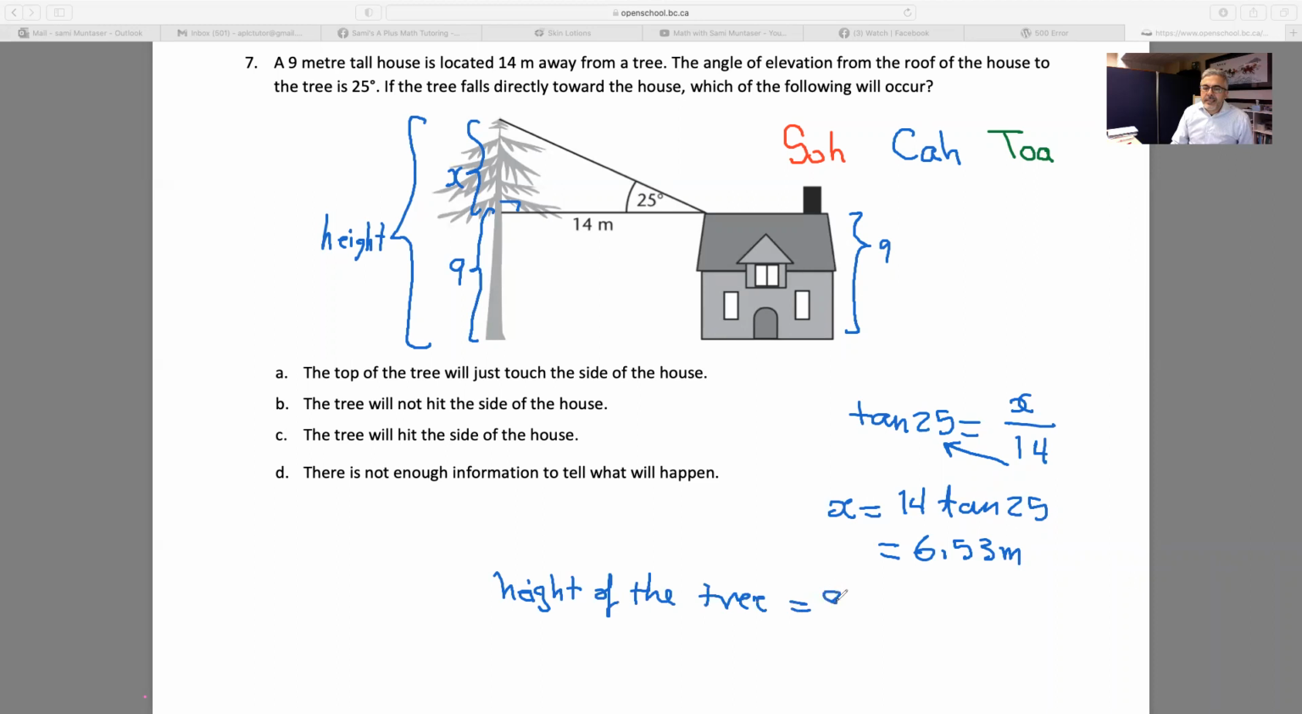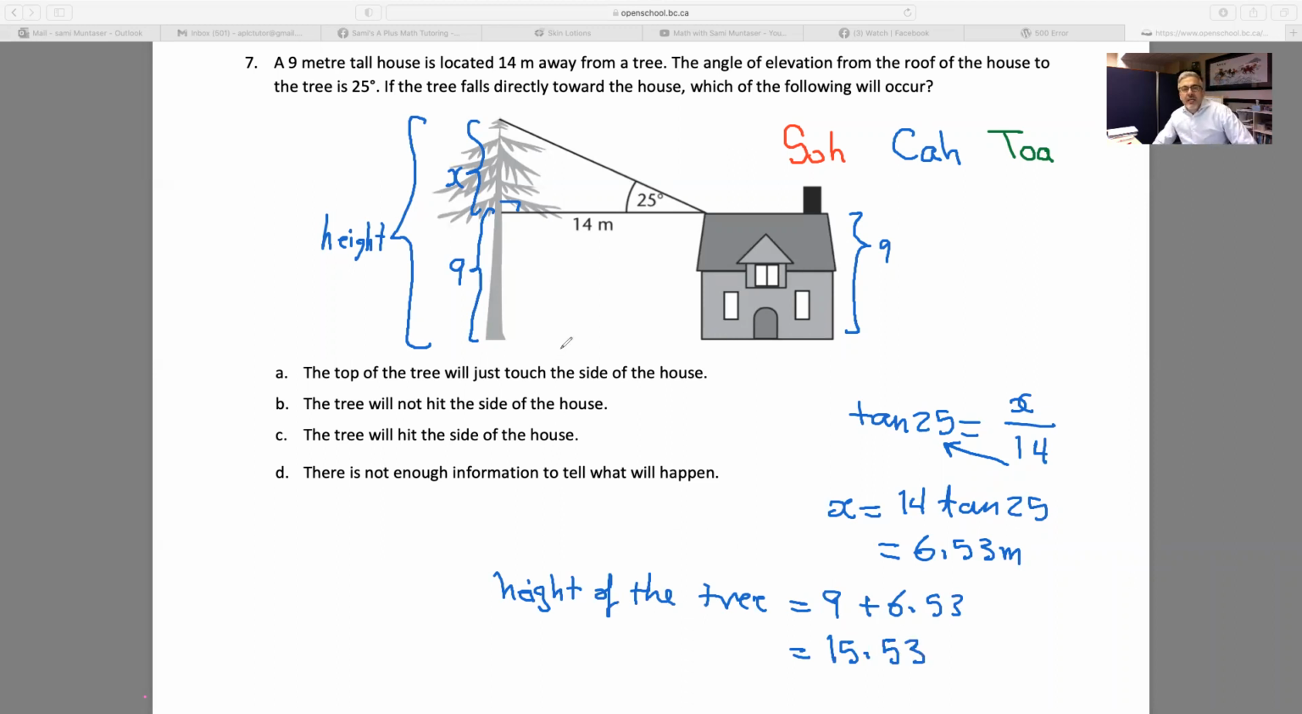So if you want to know the height of the tree, then it is 9, which is the height of the house, which is here, plus the x, which is the 6.53, which gives me 15.53.